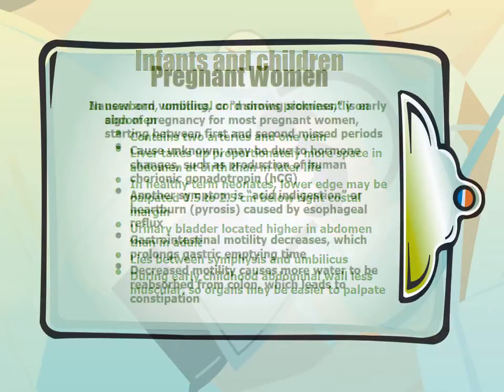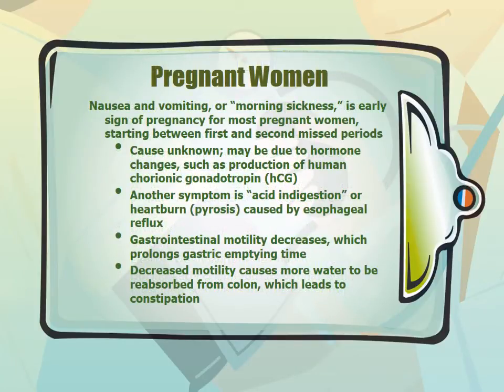In pregnant women, remember that pregnant women a lot of times are going to experience nausea and vomiting, or what we refer to oftentimes as morning sickness. This is generally a first sign to the woman that she happens to be pregnant. It usually begins anywhere between the first and second time that she misses her cycle. The cause is really unknown, but most people, and physicians as well, believe that it's because of the hormone changes and the high levels of hormones, HCG being the primary one.